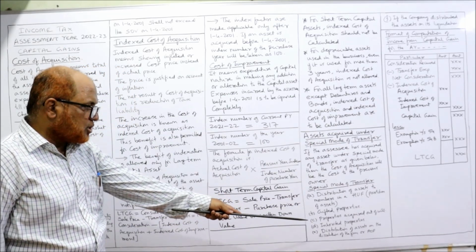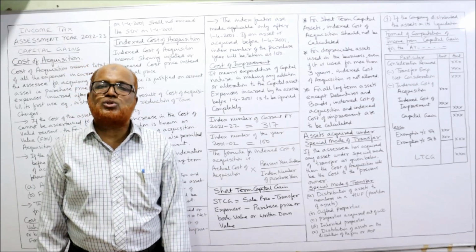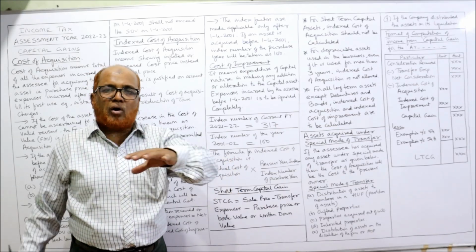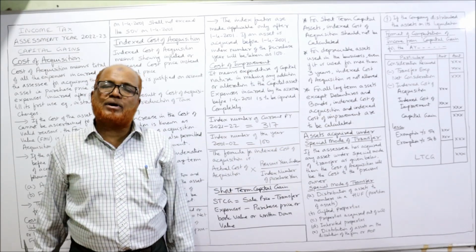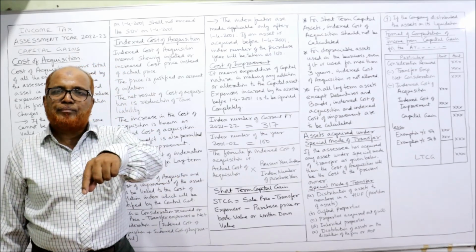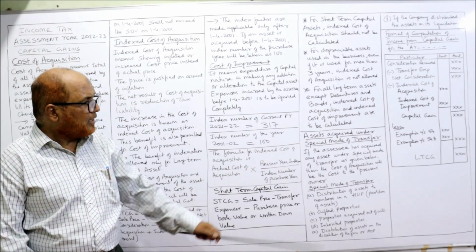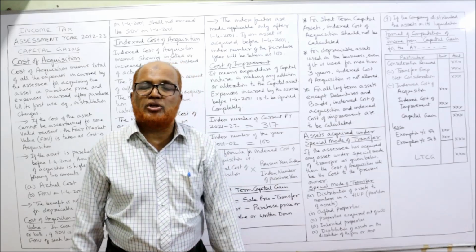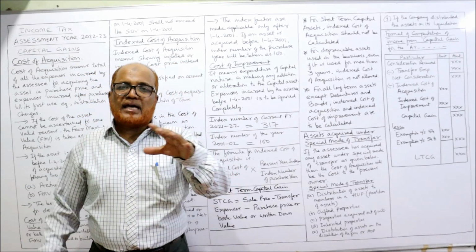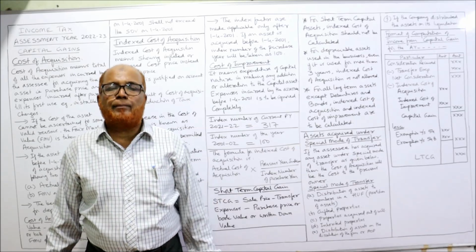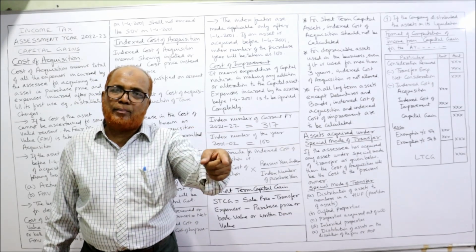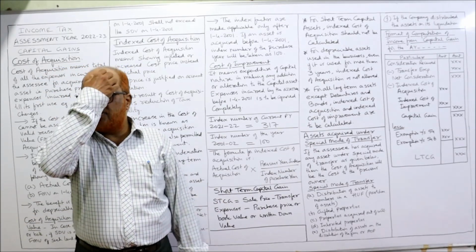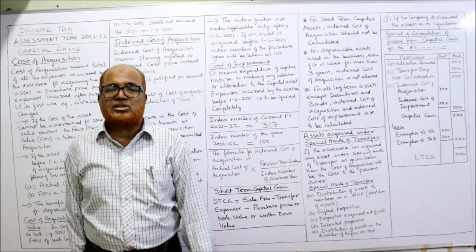The distribution of assets on dissolution of the firm or association of persons. If a firm or association of persons is dissolved, then all the assets will be distributed among the partners, among the members. Then the cost to the firm will be the cost to the member. One more point is there. If the company distributed the assets on its liquidation, if the company is dissolved and the assets are distributed among the members, then the cost of acquisition to the member is the cost to the company. That's all. These are called assets which are obtained by special mode of transfer.